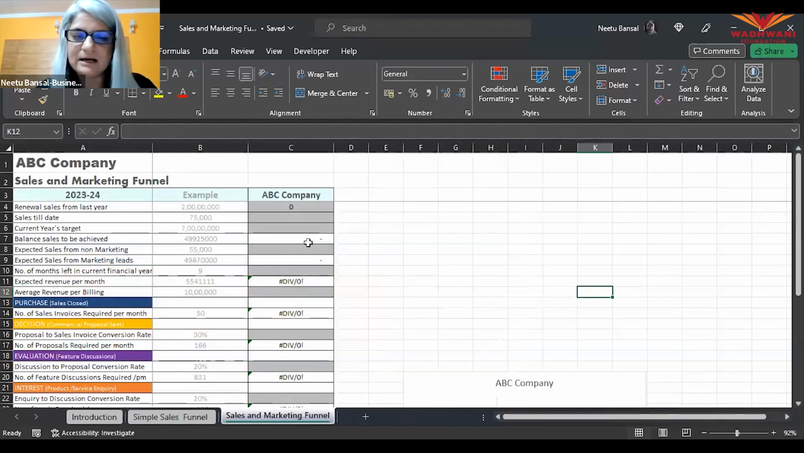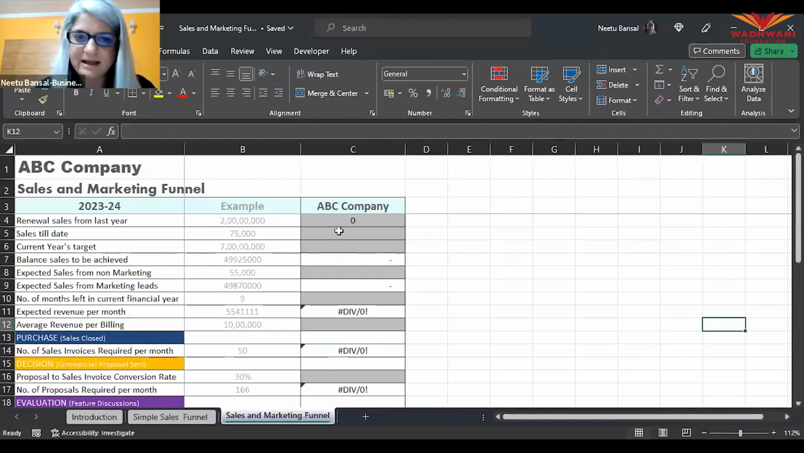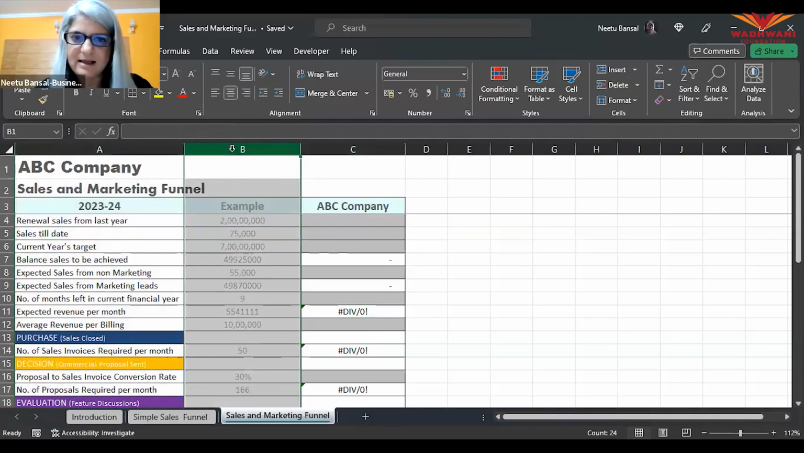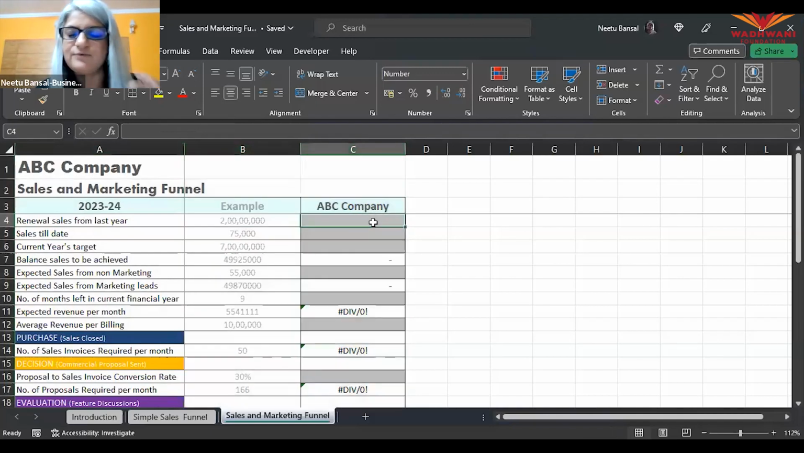Okay. Now, one small instruction for all of you is that when you're in any of my templates, all the places where it is highlighted in gray are the cells where you need to input your data. So only in those cells highlighted in gray, input your data. So let's start. Column A has all the questions, column B has an example, and column C is where you're going to create this for your business.